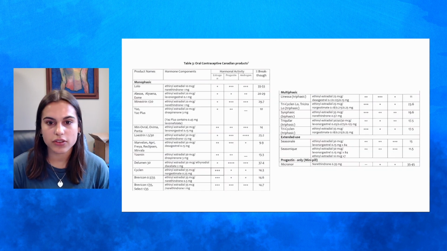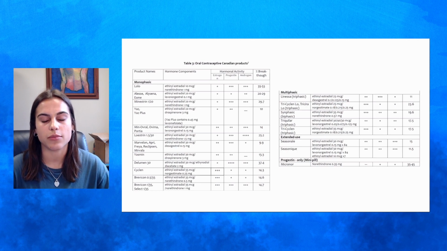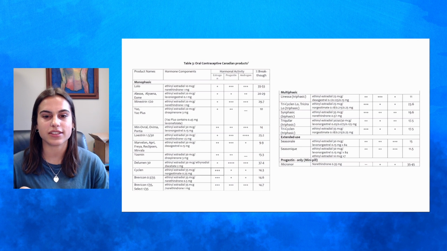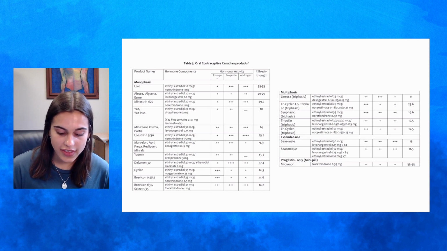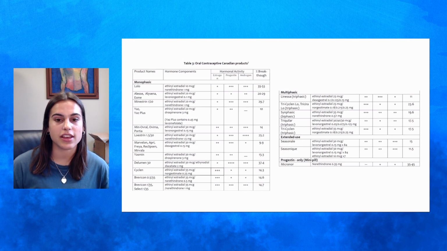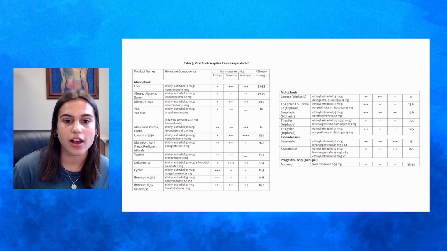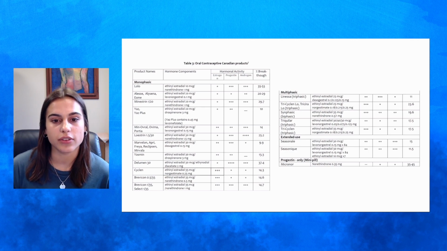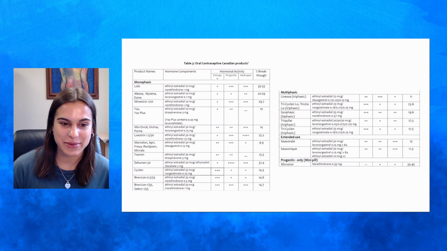And I included this graph or chart, and it shows oral contraceptive Canadian products today. I just want to point out that for, I think, every single one of them, ethinyl estradiol, EE, is the estrogen component of the oral contraceptive. But you can see that the progesterone component is different in a bunch of them, and that's what I'll explain next.